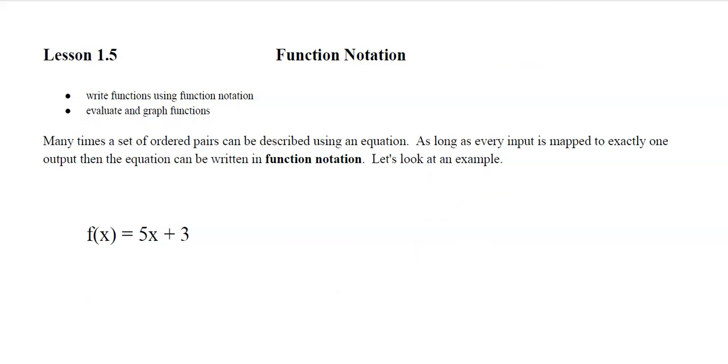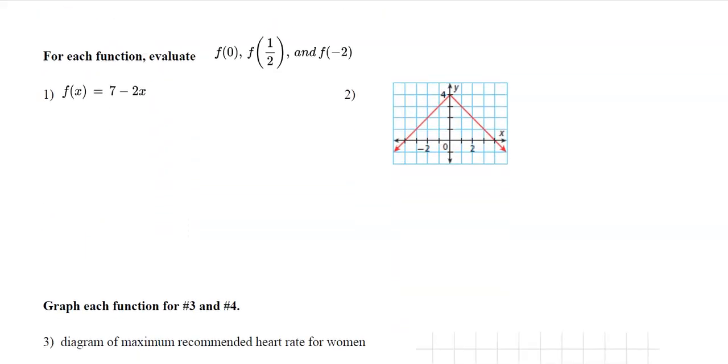So let's move down and check out an example. It says for each function, evaluate, meaning find the answer. There are 3 of them here, so you have 3 inputs. Another way of saying this would be to say, hey, we want you to figure out when x equals 0, x equals 1/2, and x equals negative 2.